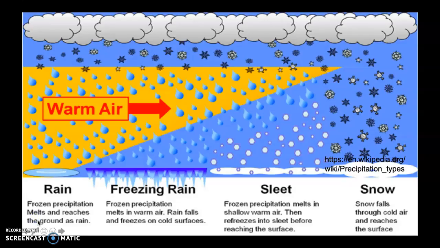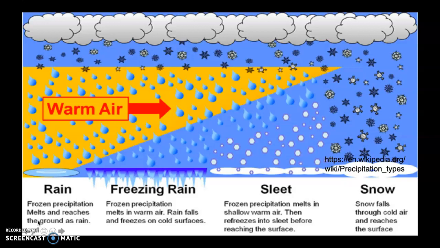If the precipitation falls in liquid form, it is rain. If the drops come down as liquid but form ice as the liquid hits a cold surface, it is freezing rain. Sleet is formed if the liquid melts and then refreezes in cool air before hitting the ground. Snow falls as ice crystals and never melts before hitting the ground.